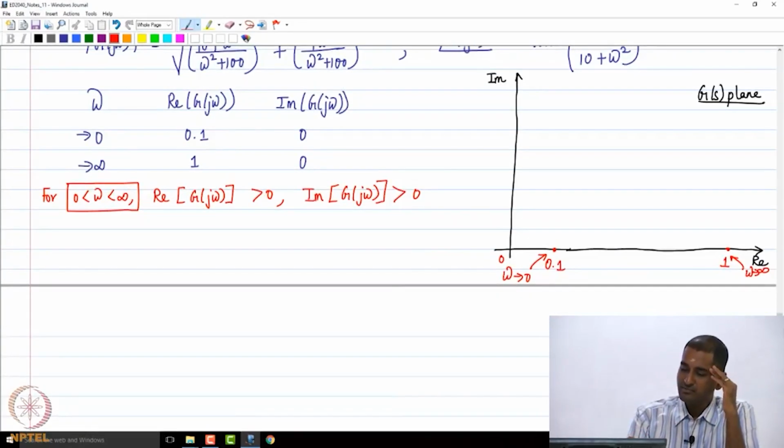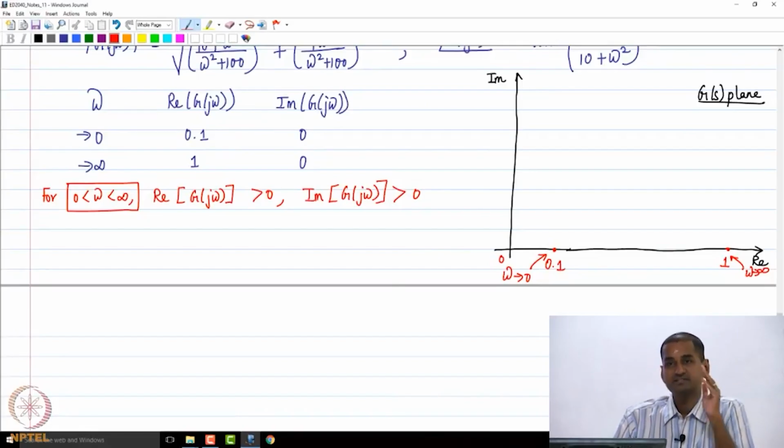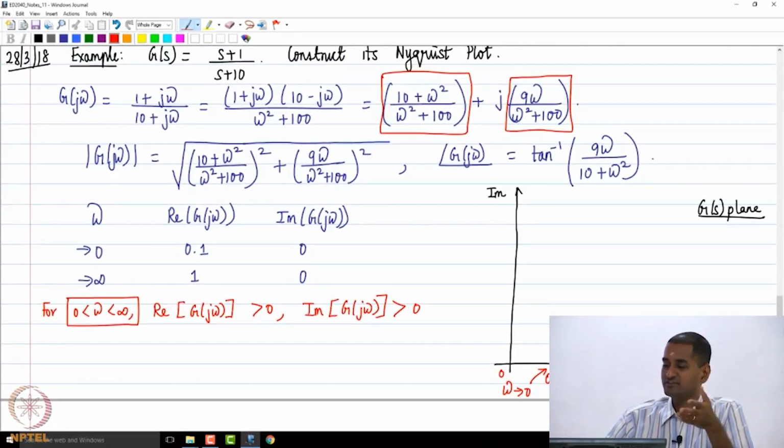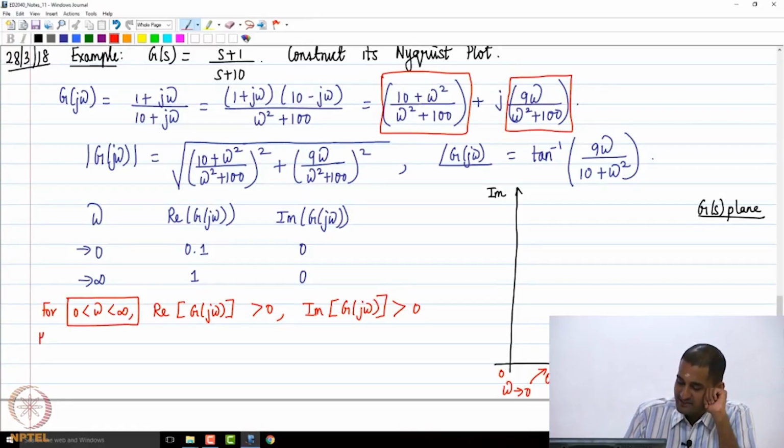As I told you, sometimes you can use intuition. By and large, when you have these first order factors and such transfer functions, you could try out an equation of a circle to see whether that will be the Nyquist plot. If I want a semicircle whose endpoints are 0.1 and 1, what should be its center? 0.55. And what should be its radius? 0.45. I leave it to your homework.